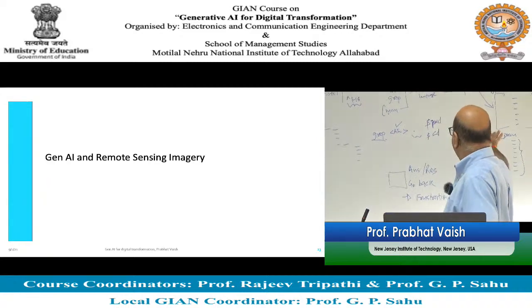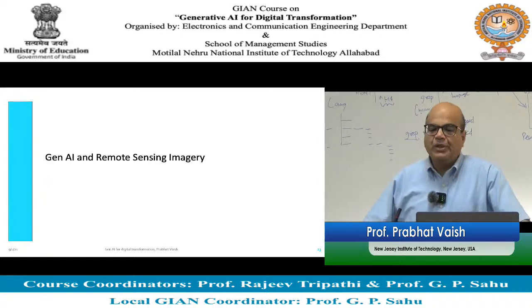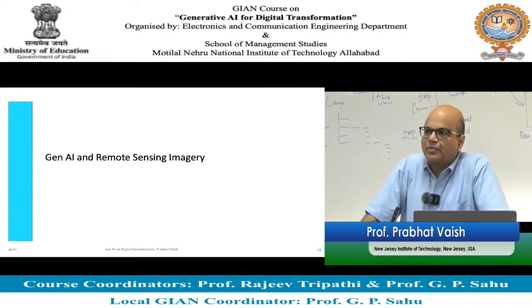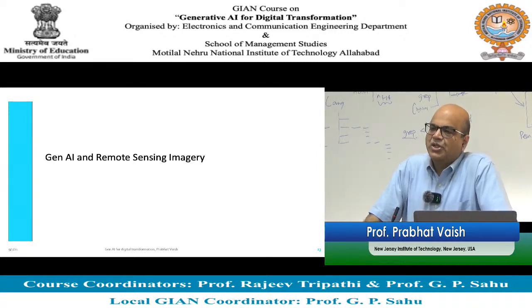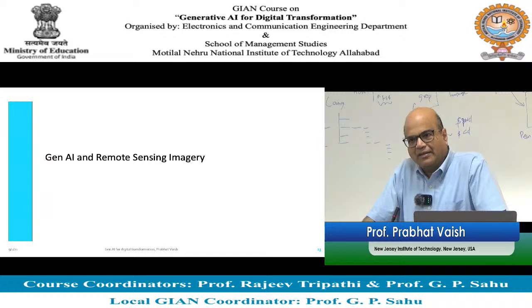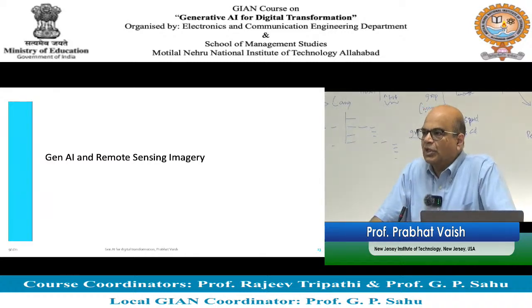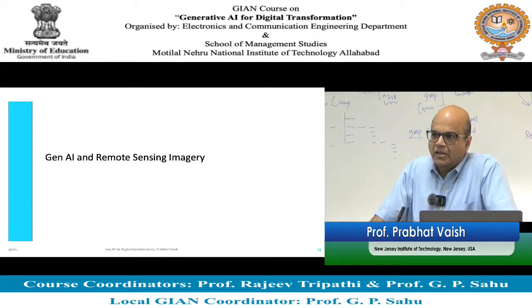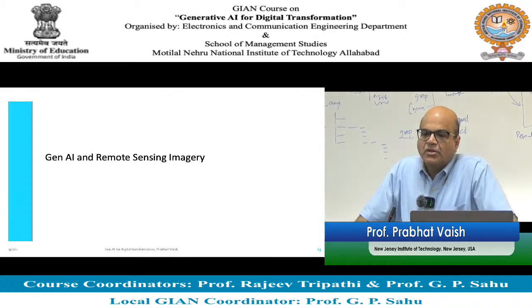So let's say you're trying to build a generative AI which can help you interpret a remote sensing image. The first step, you need to train it. Can you use Gen AI to generate the synthetic training data? Because unless you can train, the Gen AI cannot help you with interpretation. Make sense?